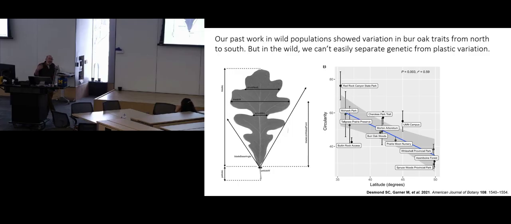But in the wild, we can't distinguish whether or not this variation is just plastic, just the environment acting on a given genotype, or whether that's genetic. The only way to tell that is to do a common garden.